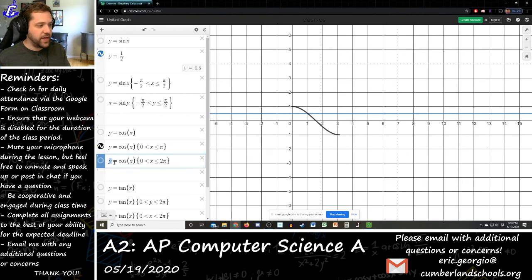So the inverse of that, switching the x and y's, because that's how we find the inverse, would look like this. Like that. Okay. And again, we have to restrict the domain so that the function passes the horizontal line test.